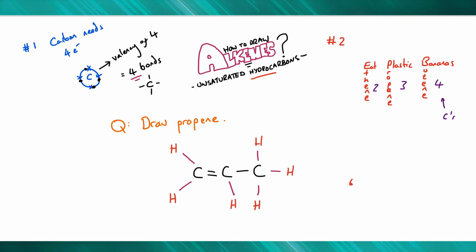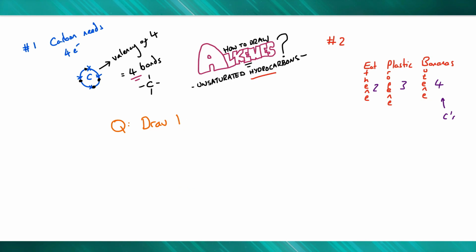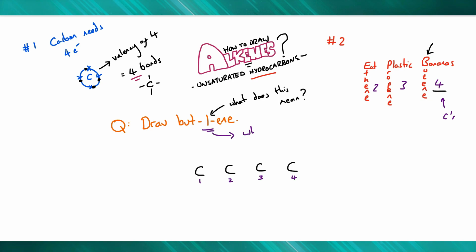And then my final example is draw but-1-ene. Now, you've not come across that little one in the middle before, so what does it mean? So if we start off as we would normally, let's draw out our monkeys eat plastic bananas, 4 carbon atoms, and I'm going to label them 1, 2, 3, and 4. Now that 1, nice and simply, tells you where you put the double bond.